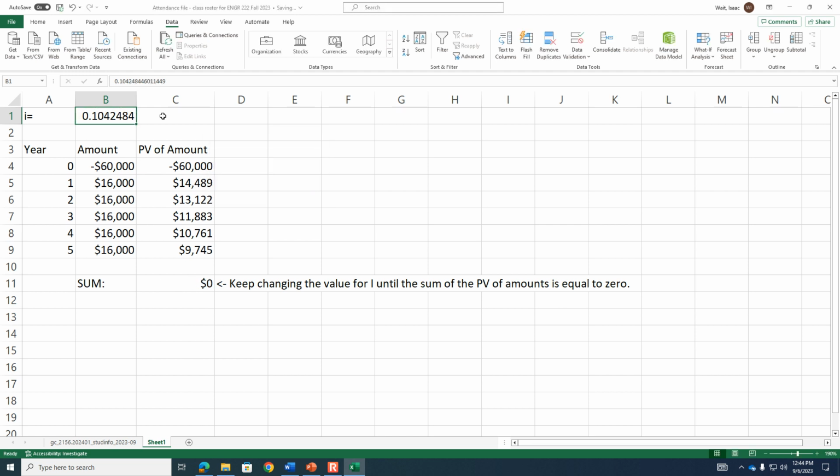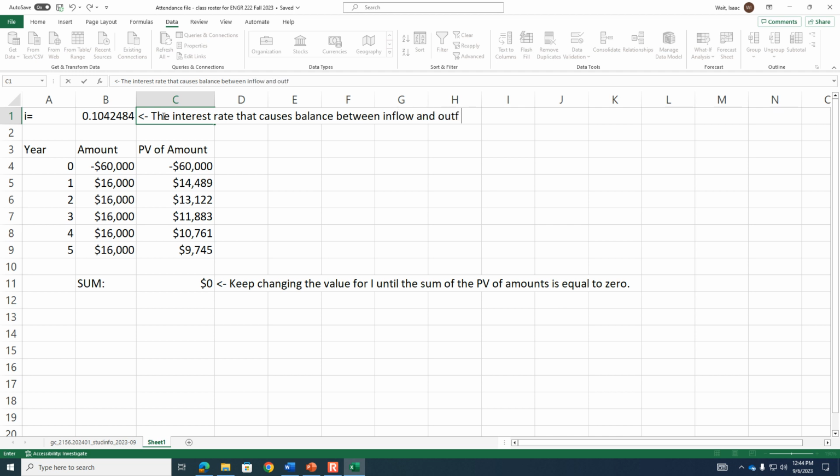All right, so this, the interest rate that causes balance between inflow and outflow is 10.425%. Okay, so that's the answer to the question. If we wanted to find out what interest rate causes the inflows and the outflows to be equal, it's 10.425%.